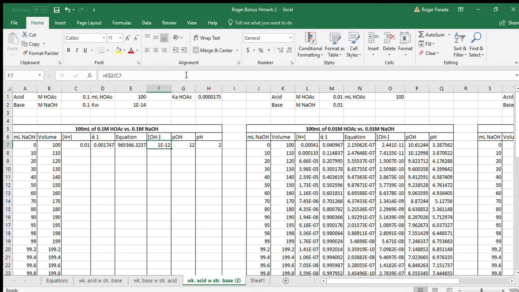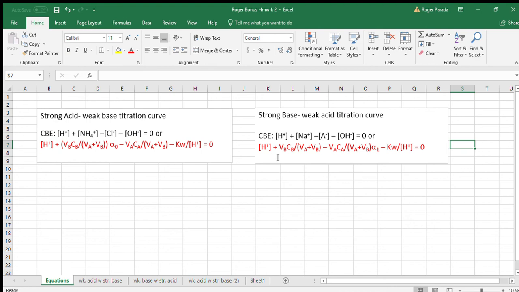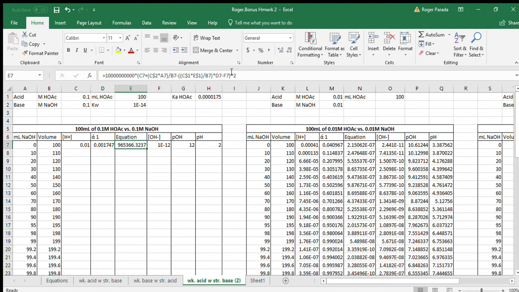Our OH, which will be Kw, with the dollar sign, divided by H plus. pOH, simply negative log of OH. And then our equation, which is simply our charge balance equation that we saw right here in red. So you're going to want to set that up in that cell and put parentheticals where you need them.